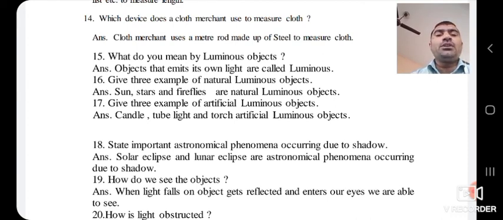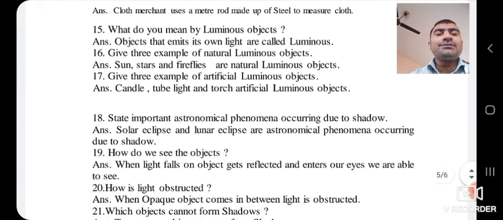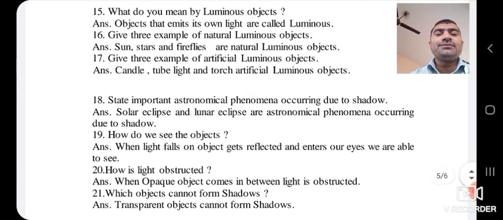How do we see the objects? See, when light falls on the objects, that light reflects and enters our eyes. We are able to see the object. When light falls on any object, it gets reflected and it enters our eyes.